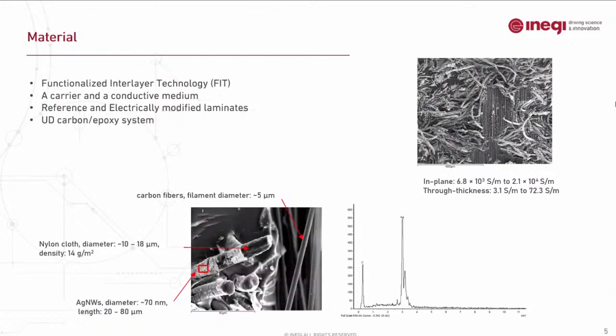So the material was functionalized with interlayer technology. Basically, they're using silver nanowires and interleaving them into a nylon veil, and then incorporating that into the carbon epoxy laminates. This way, they are increasing the toughness and also the electrical conductivity of these laminates.